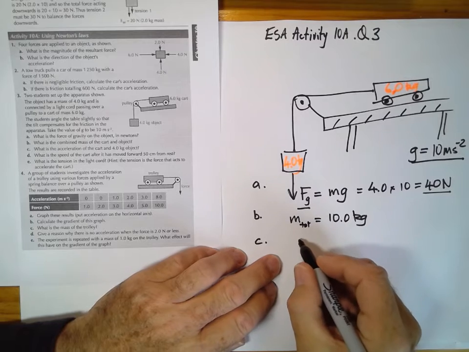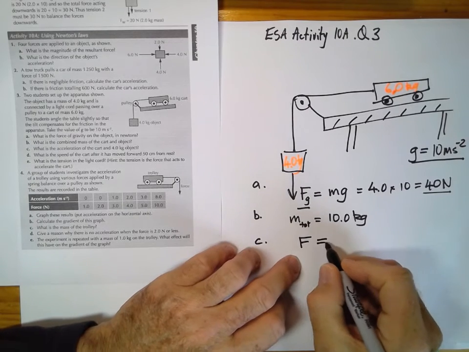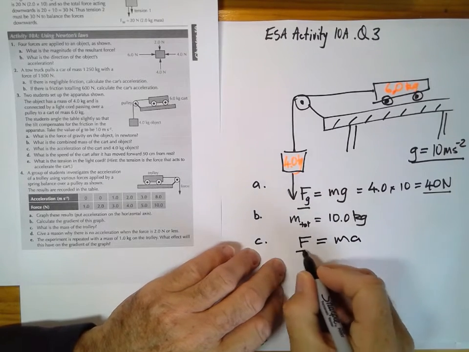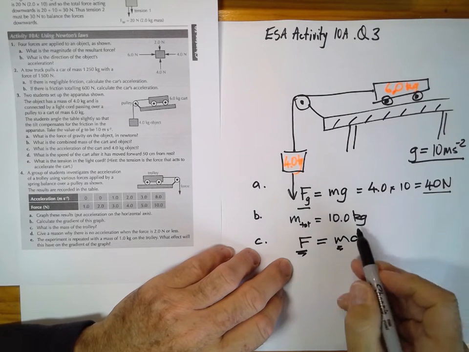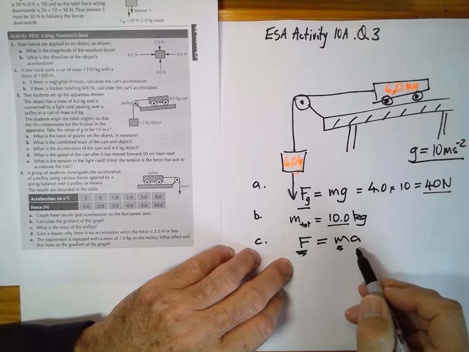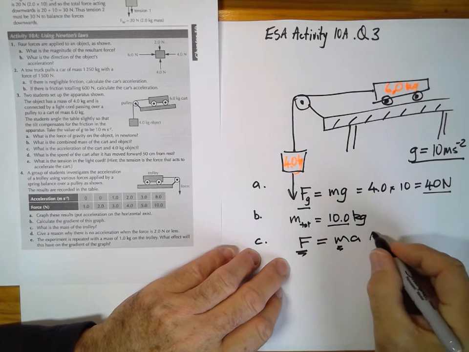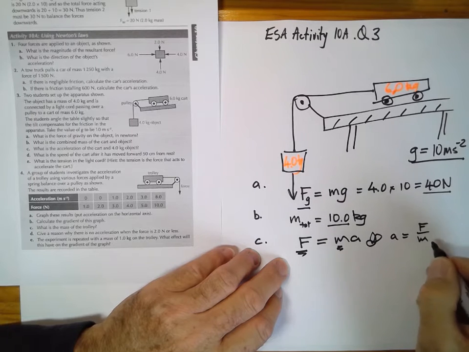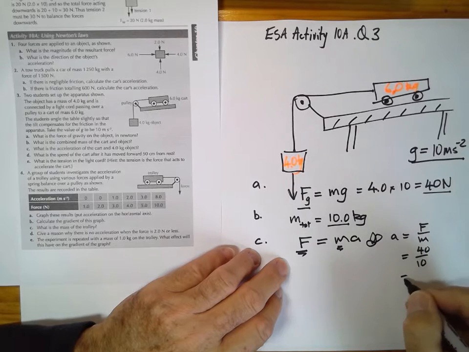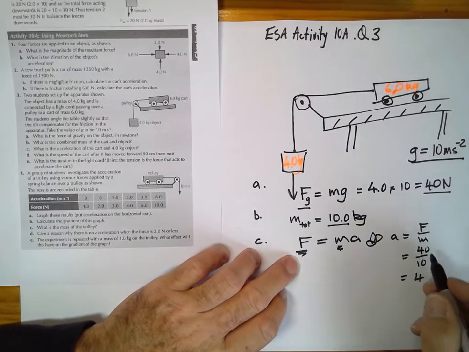We use our equation F equals ma. The force we've identified as 40 Newtons. The mass, combined mass, is 10 kilograms. We need to find the acceleration. Rearrange. Acceleration is force divided by mass, equals 40 divided by 10, equals 4. And again, our units for acceleration, meters per second squared.